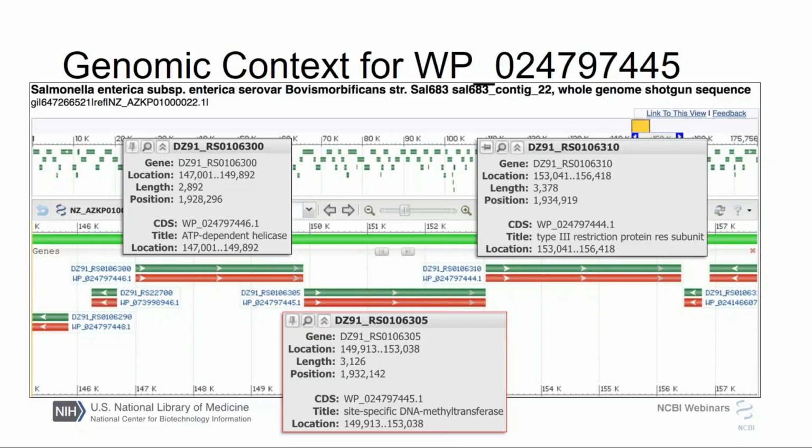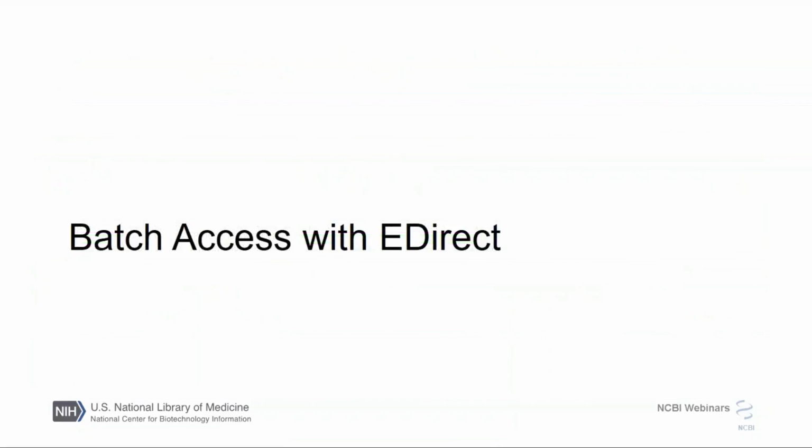So that was conserved. We saw that by following the links to the identical protein report and then to the graphical sequence viewer. So that's how you would do it on the web, and I'll demonstrate that live in a few minutes. The other thing I want to mention is that you can access these identical protein group reports using the API. In particular, we're going to focus on using EDirect to do that.